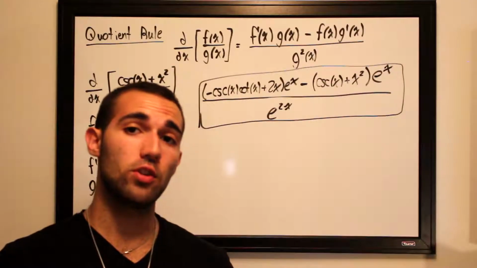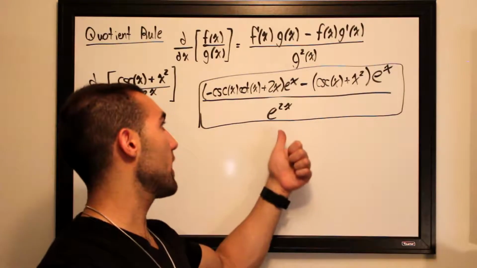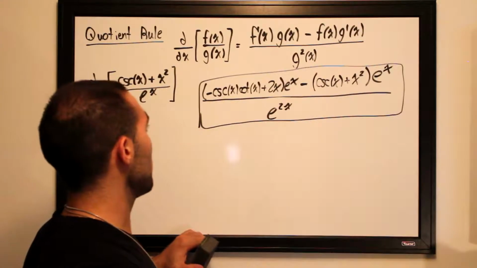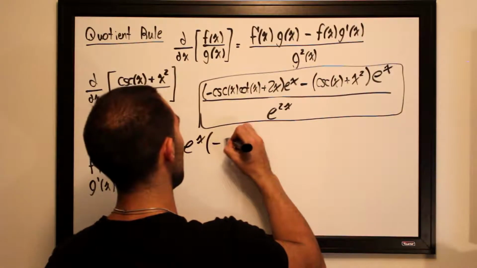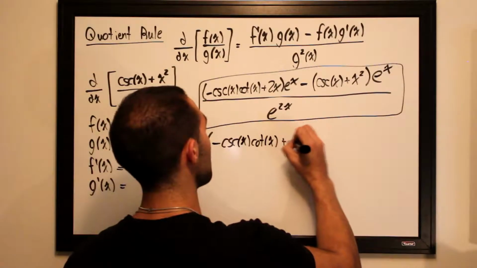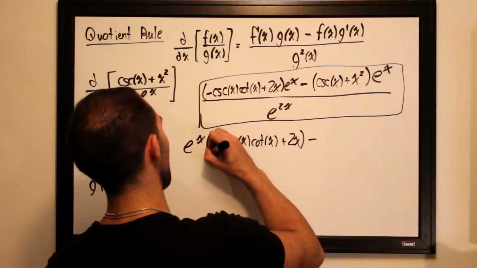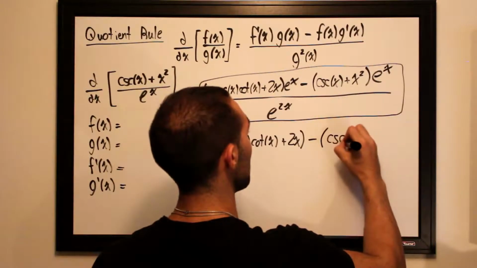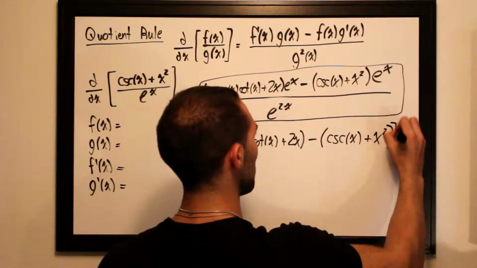Now there are a couple things that you can do in order to clean this up. In fact, we can factor out an e to the x from the numerator, and we can cancel out with one of the e to the x's in the denominator. So essentially what we can do over here is pull an e to the x out. We'll be left with negative cosecant of x cotangent of x plus 2x, minus, and then we've got extra brackets right over here, minus cosecant of x plus x squared. And then we can close our brackets.